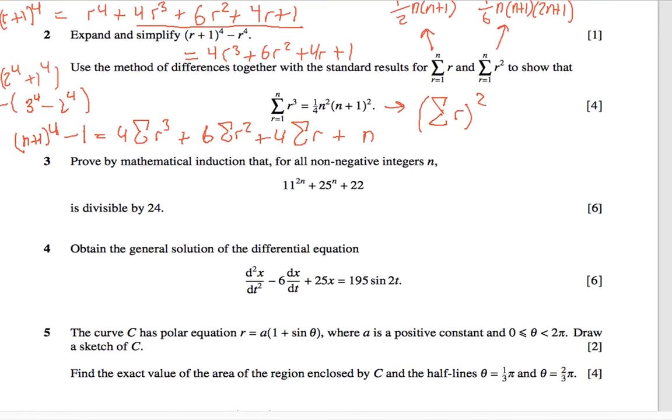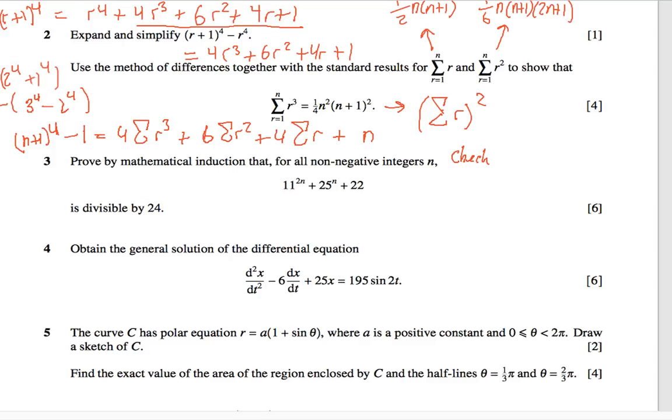Right, now this question is a question by mathematical induction. So we need to show that this thing here, for any value of n, is divisible by 24. Okay, so as with all induction questions, the first thing we do is we check the lowest case that works. So it says all non-negative integers, so why not start with 0? We could start with 1.